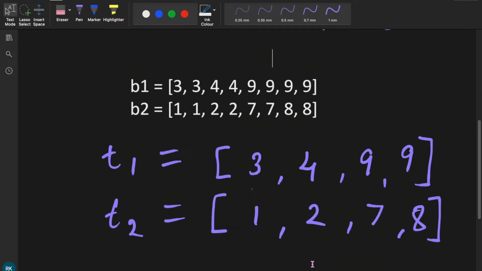So let's summarize our solution. We have two baskets B1 and B2. What we will do first is we will put all the elements from basket 1 which are to be transferred to basket 2 in a list or array known as T1. And in the same way, we will put all the elements which are to be transferred from basket 2 to basket 1, which are 1, 2, 7 and 8, in a list or array named T2. Now we will sort both of these arrays to get them in ascending order.